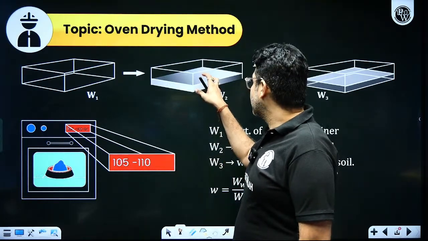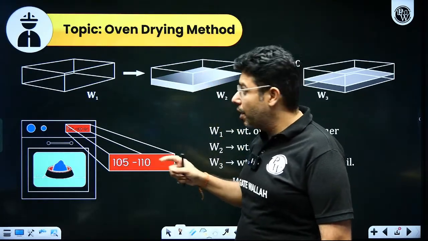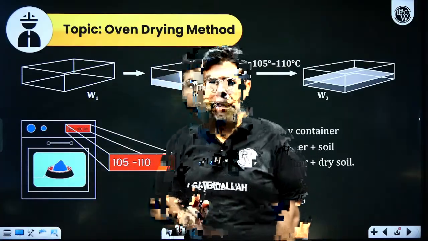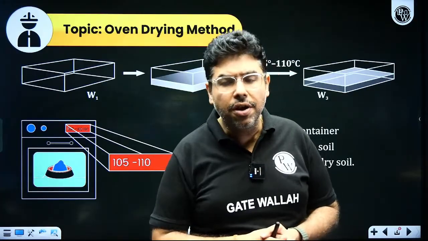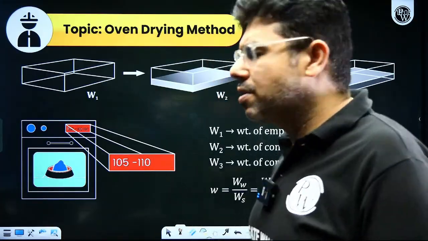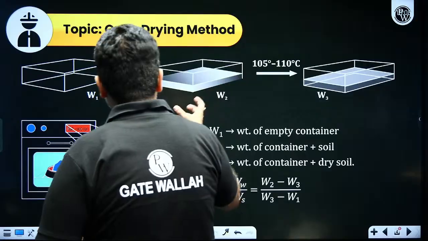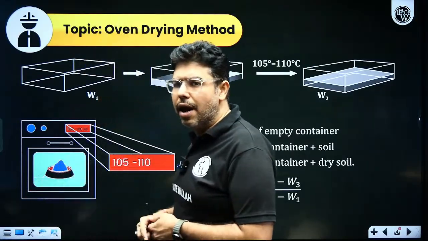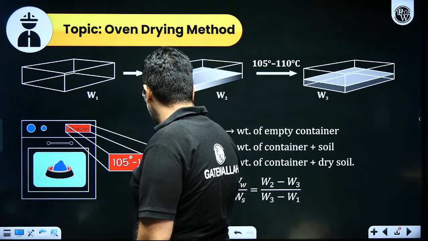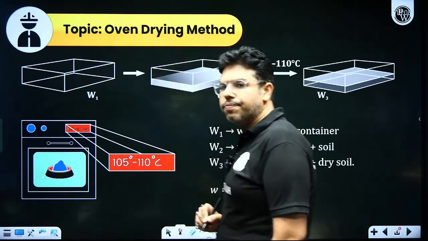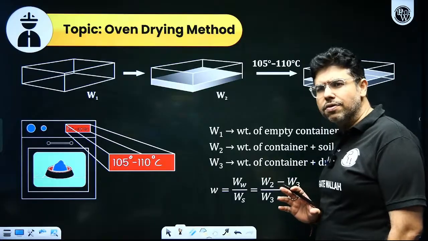Now keep this container with wet soil in an oven. It's a lab method because this oven can be operated only in the lab. It can't be taken in the field. So now put this sample in the oven and heat it at a controlled temperature of 105 to 110 degrees Celsius, at least for 24 hours.